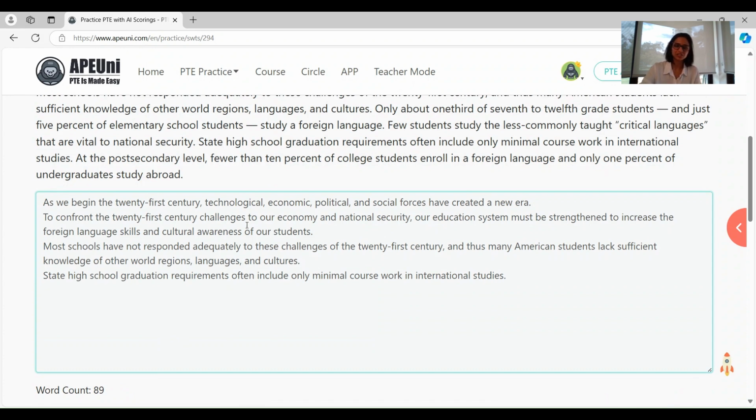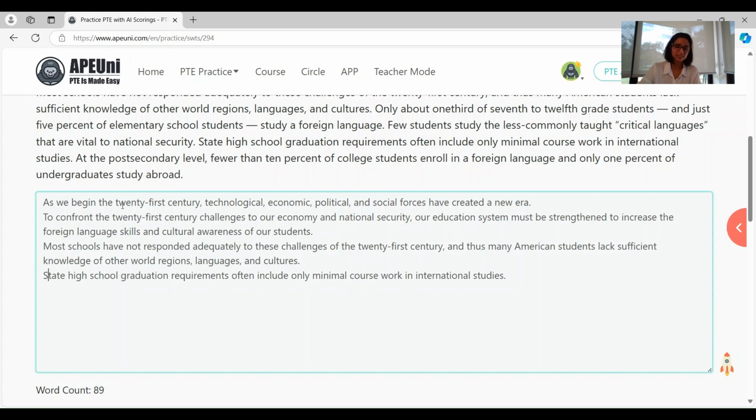As we begin the 21st century, technological, economic, see, technological, political, social, but economic, and social forces have created a new era. To confront the 21st century challenges to our economy and national security, our education system must be strengthened to increase the foreign language skills and cultural awareness of our students. Most schools have not responded adequately to these challenges of the 21st century, and thus many American students lack sufficient knowledge of other world regions, languages, and cultures. State high school graduation requirements often include only minimal coursework in international studies.